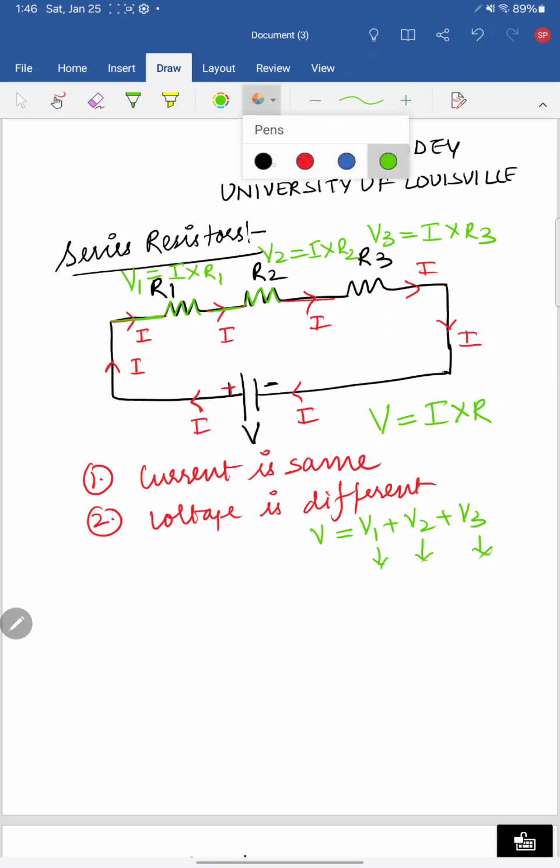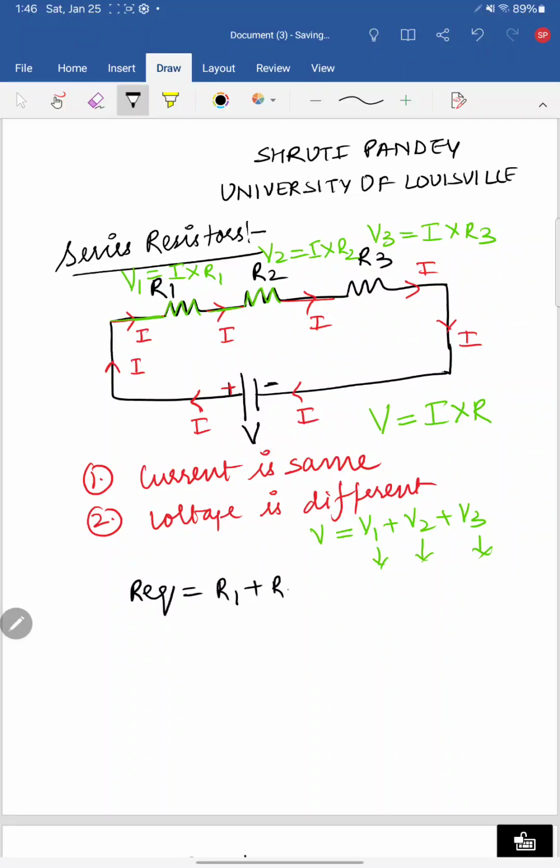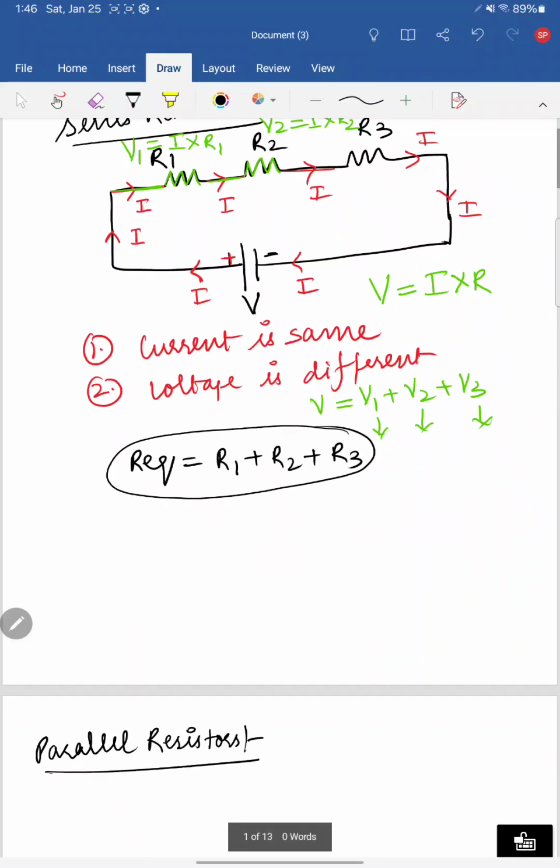The other thing which we saw before was that R equivalent, or the total resistance of the circuit, will be equal to the simple addition of all the resistors which are connected in series. That is, R equivalent is equal to R1 plus R2 plus R3. So this is what we saw about resistors when they are connected in series, right?